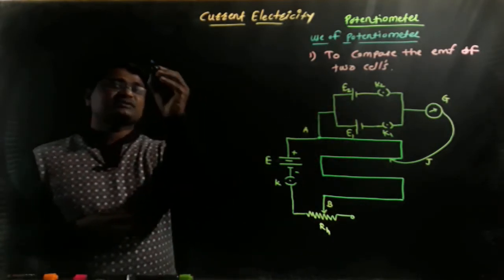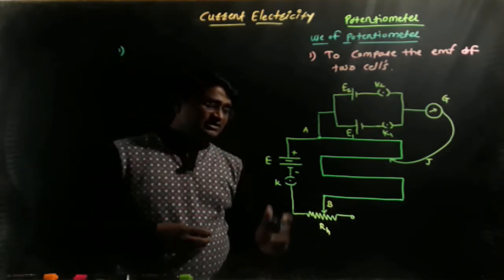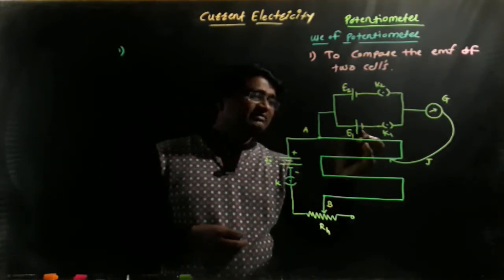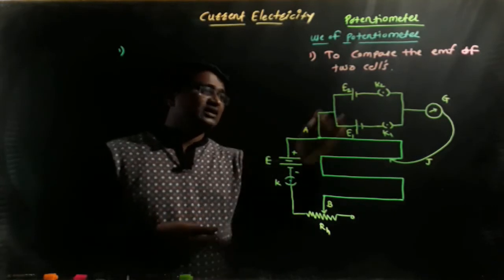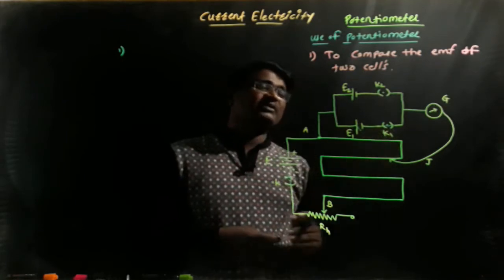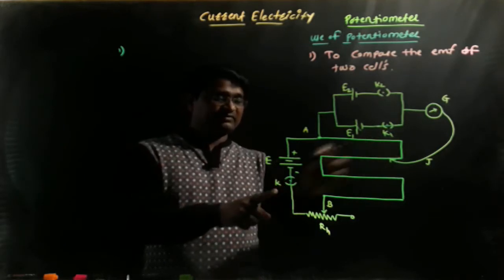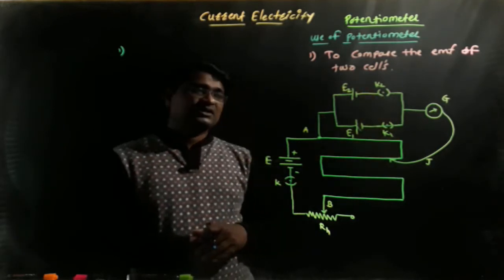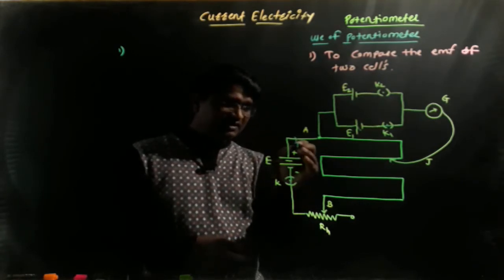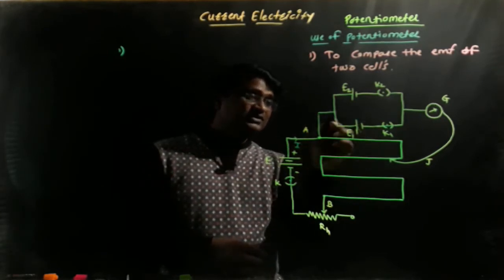So in the first condition, it is very important. Let's see. Imagine that the main key will be closed. And here only E1 will be closed. Sorry, K1 will be closed and K2 gets open. So initially the main key and K1 will be closed and K2 is open. So what happens when K2 is open? Actually when the main key is closed, electric current I passes through the circuit. And when this electric current I passes through the given circuit, we observe the same.